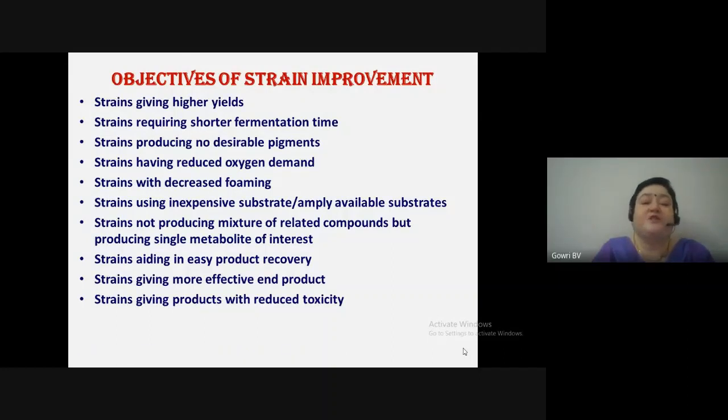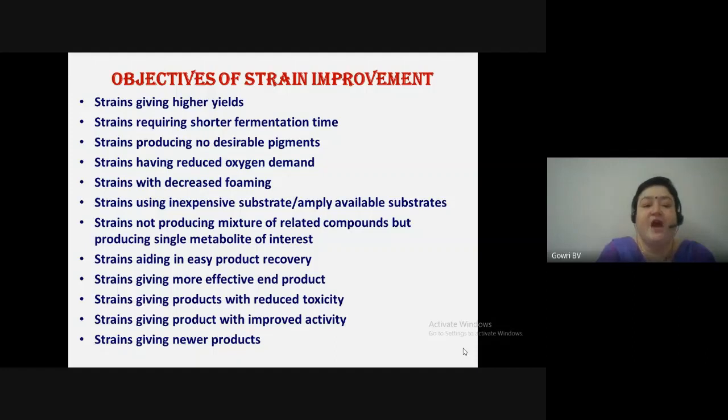Strains giving products with reduced toxicity. This is very applicable for any pharmaceuticals like vaccines, antibiotics, or anything that we consume, for alcohol, whatever we take as a food product also. In case it is toxic, we can no way use it. So strains should give only very reduced toxicity. Strains giving product with improved activity. That is the ultimate aim. So it should produce an improved activity, and strains giving newer products, varieties of products it should generate.